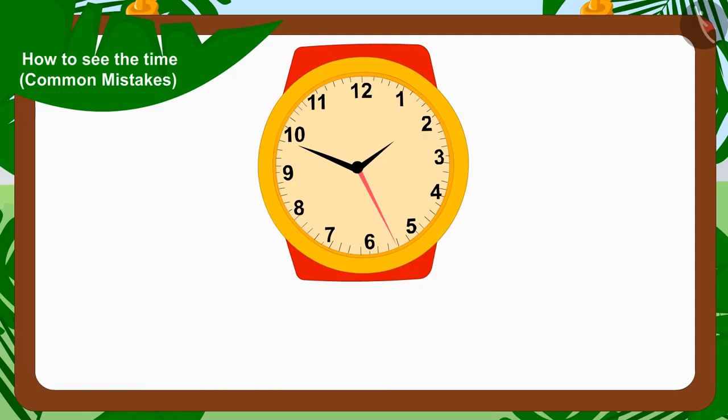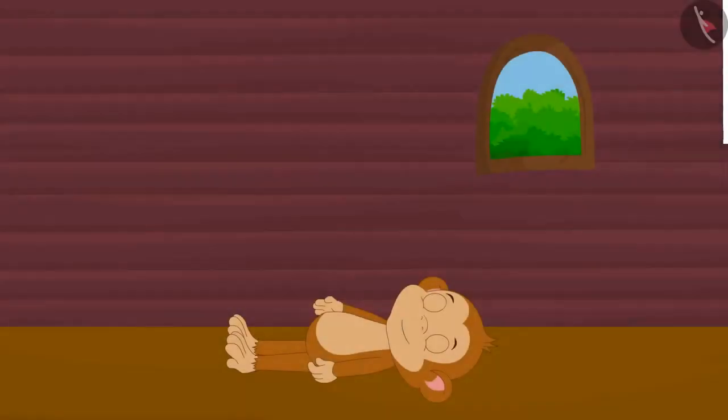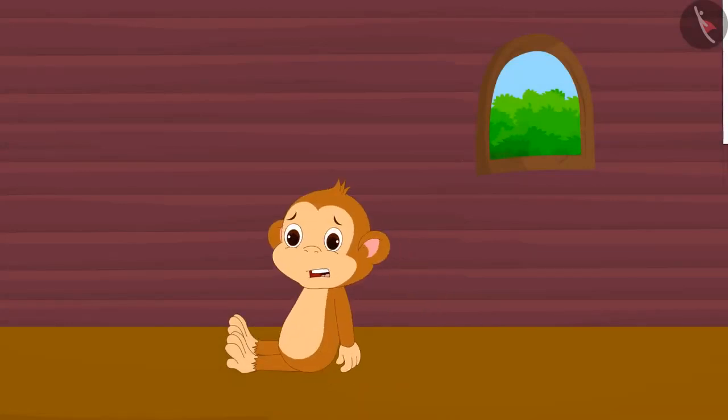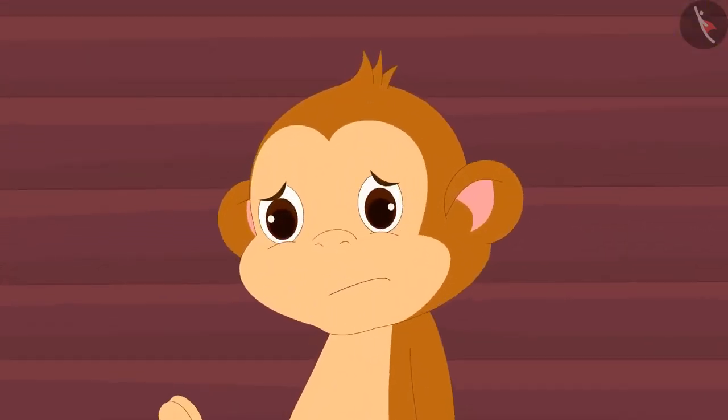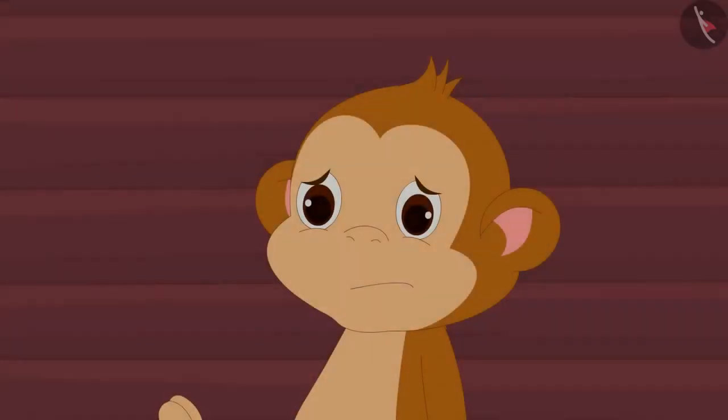Yes, the exact time has been 1 hour 50 minutes. When Babban woke up, he found himself in his house. Because Babban saw the time in the watch wrong, and shortly after Babban went to sleep, it was 2 o'clock and he returned to his house.